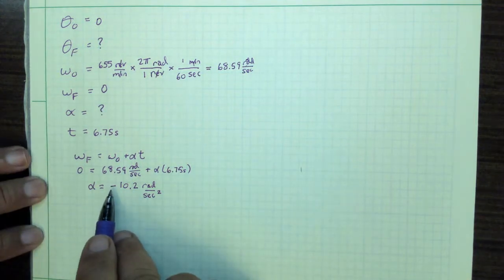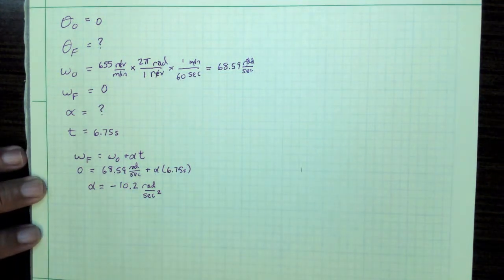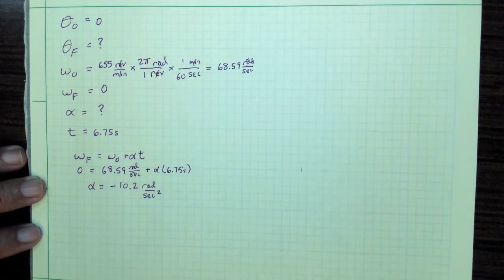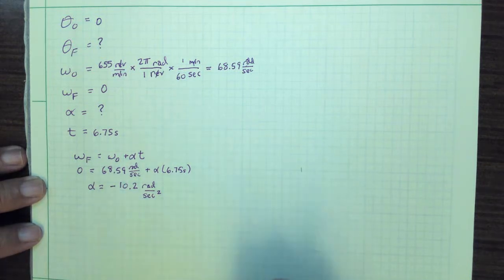Notice the negative sign here on alpha indicating that we are slowing down. It means the same thing in rotational kinematics as it did in translational kinematics. If the sign of the acceleration disagrees with the sign of the velocity, it means the object is slowing down. This is going to be important for us.